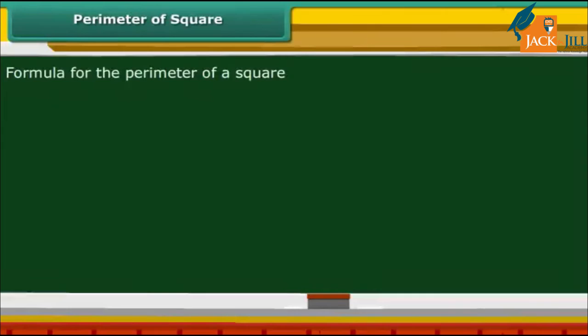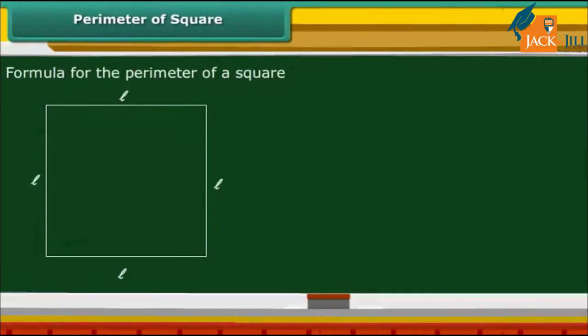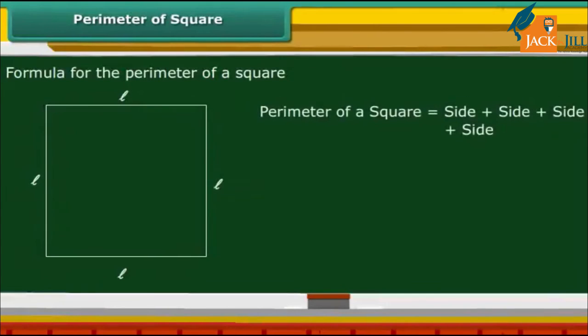Now let us work out the formula for the perimeter of a square. You are already aware that all the 4 sides of a square are equal in length. Therefore, the perimeter of a square is 4 multiplied by its side.